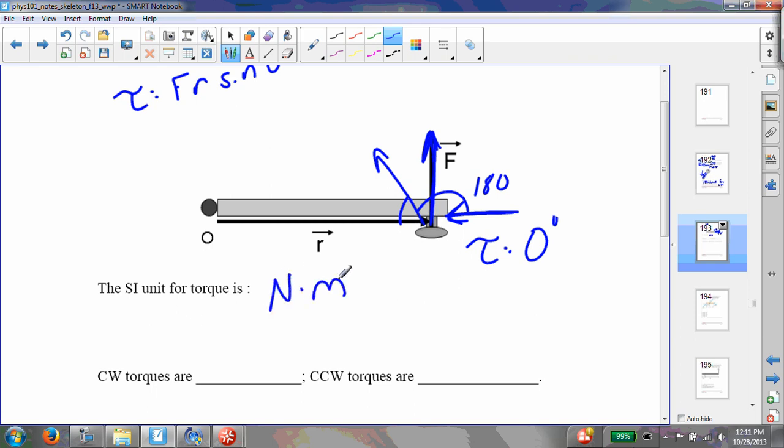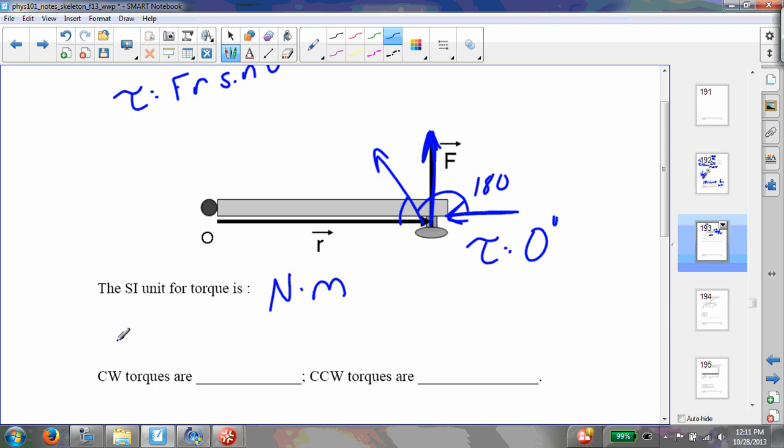If you'll recall, back when we were doing work, we used the units of joules for work, but sometimes the units of work are also given in Newton meters. You remember work was force times displacement, but it's not to be confused with torque here. It's not the same thing. That's why we use joules for work back then, but some people use Newton meters for work as well. Anyway, the SI unit for torque is Newton meters.